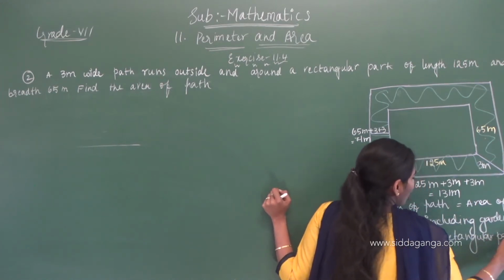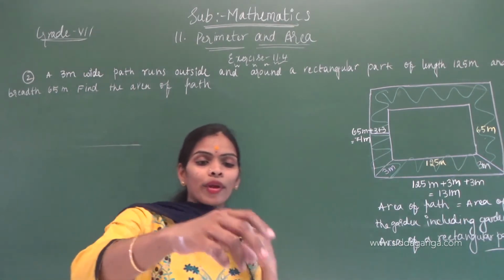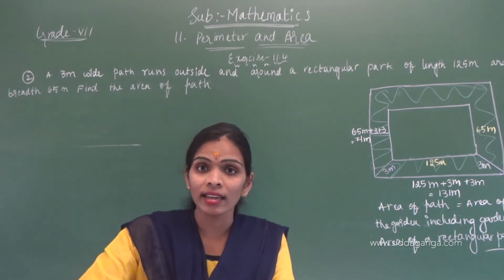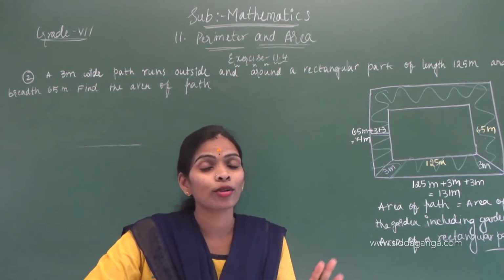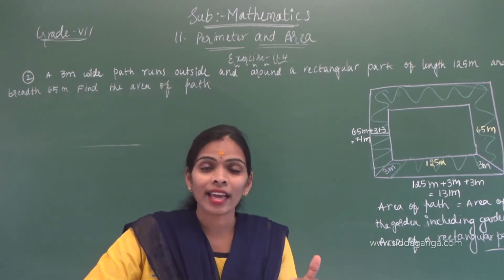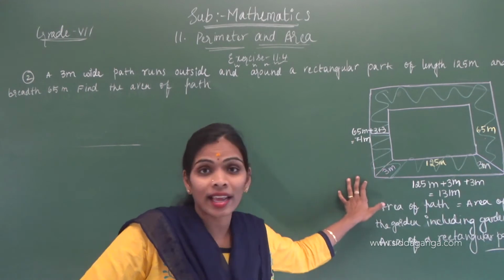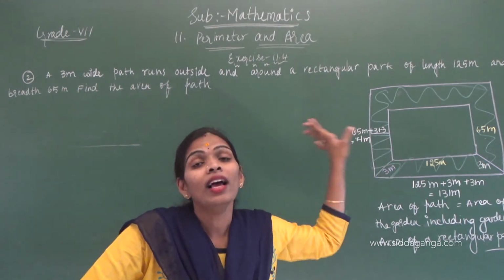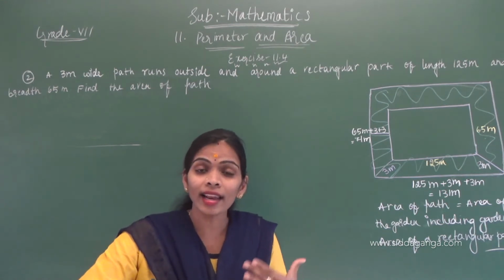Just as we did for the first question, first we write all the given things and then we find the areas of each rectangle. First write the given, then the areas, and then take the difference between the area of the outer rectangle and the area of the inner rectangle. I am writing it differently, but I am telling inner rectangle and outer rectangle.